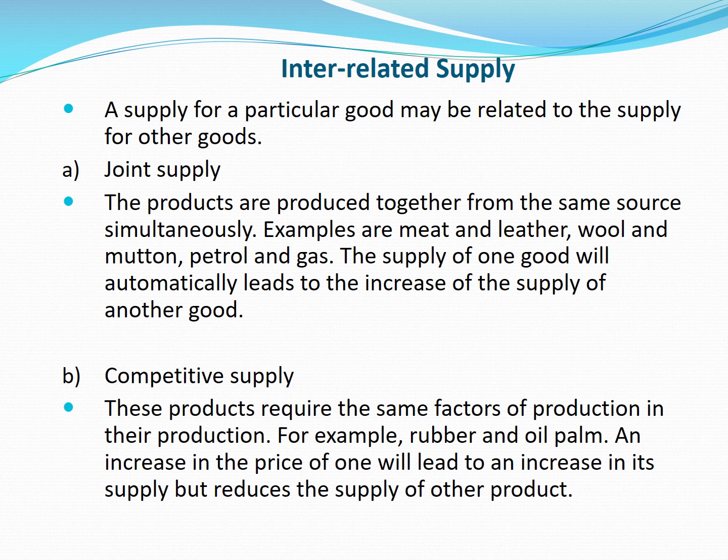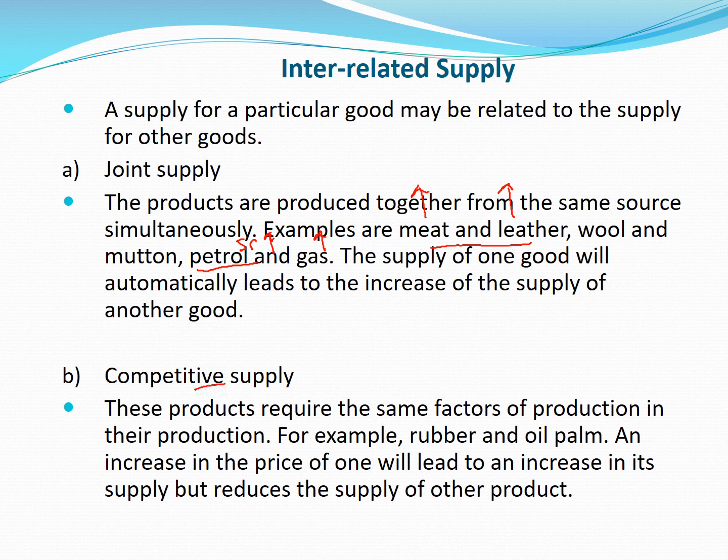Interrelated supply, supply penawaran yang berkaitan. Interrelated supply, joint supply. For joint supply, you don't purposely want to produce that good, but you accidentally produce it because of what you produce. Just to give you an example here: if you want to produce petrol, you increase the supply of petrol, so the supply of gas will also increase. The same thing with meat and leather. If you want to increase the supply of meat, the supply of leather will also increase.